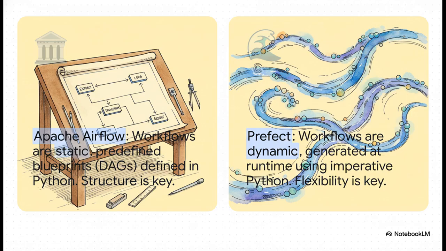But then on the right, you have Prefect, which is all about flexibility. Your workflows are dynamic Python code that can actually change and adapt on the fly, depending on the data they see.